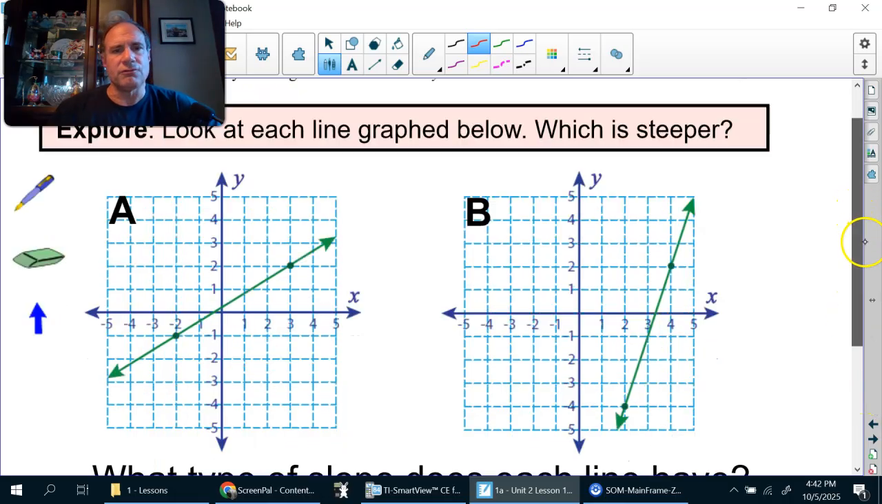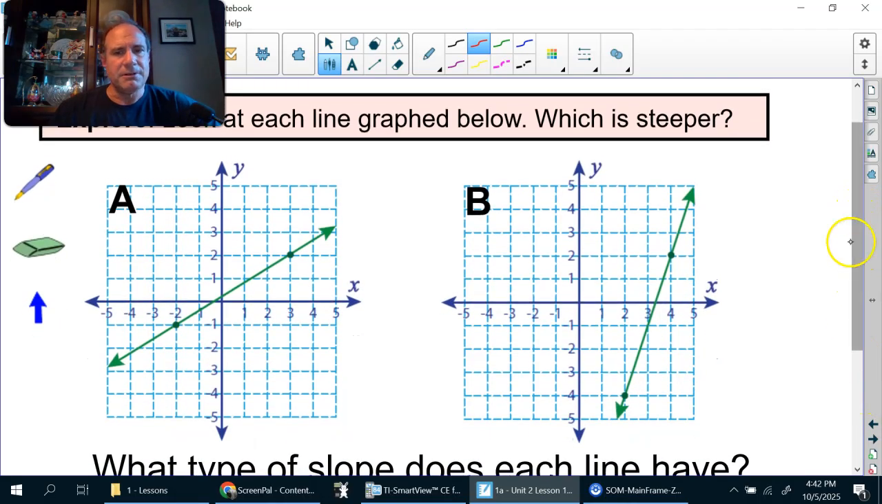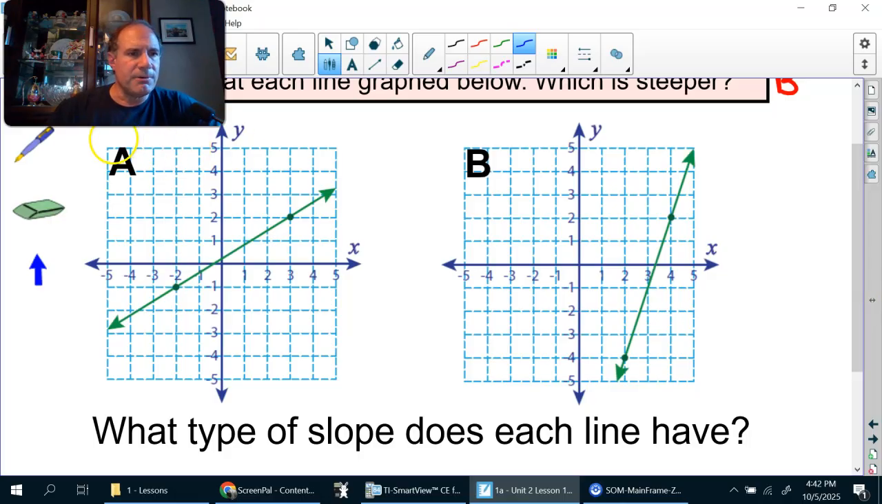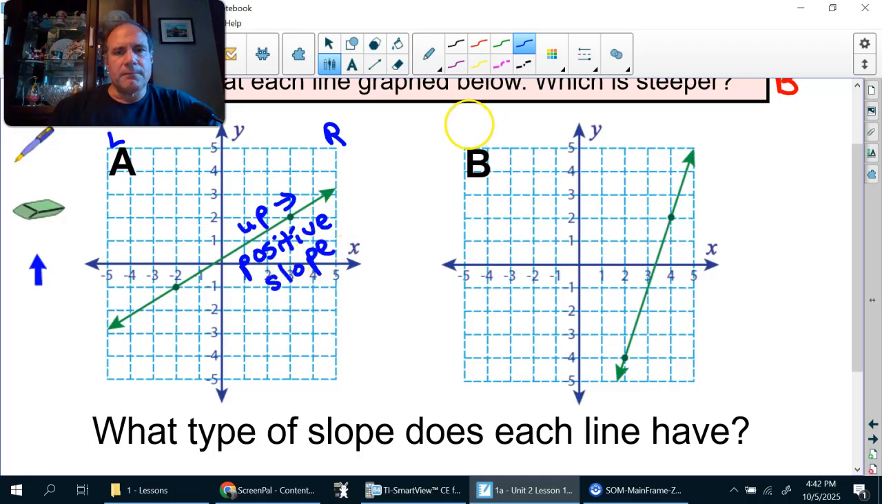All right, so look at each line graphed below. Which one is steeper? Well, B is steeper. So we're just going to put B is steeper. So what type of slope does each line have? So we're just going to put L here and R here. So this is going up. So this has a positive slope. Put an L here and an R here. This goes up also. And it's a positive slope.